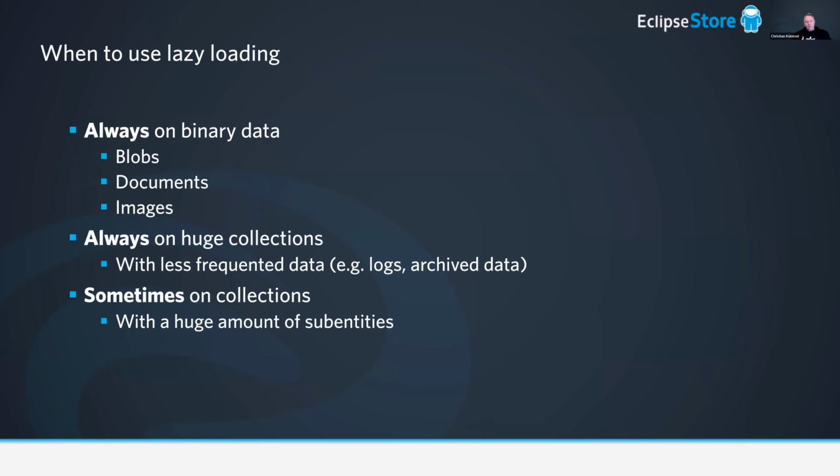You should use it sometimes on a huge amount of sub-entities. Let's say you have huge objects, and only a few fields of those objects are really interesting for listings and stuff like that. Then you could split up your object into 2 different parts. You have the main data, which is used all the time, as I said, in listings and so on. And you have a second part, let's call it customer detail, for example, and that could be a lazy part of that. That could be a great solution.